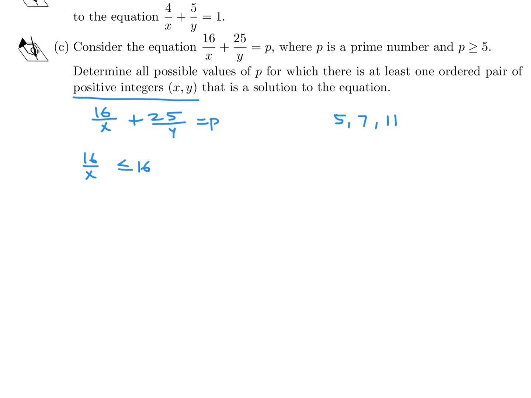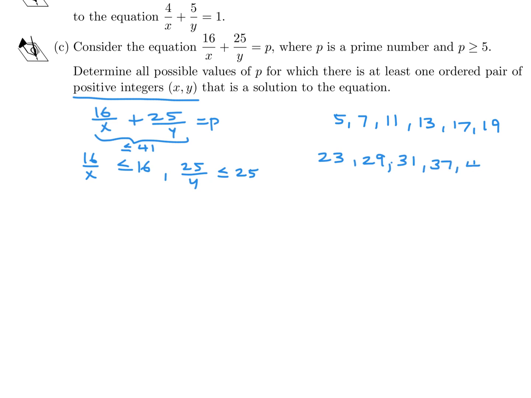Correct? And then similarly, the 25 over y, since y is positive, it's going to be less than or equal to 25. So this whole thing, if you add it up, is going to be less than or equal to the addition, which is 41. So p's got to be less than or equal to 41. So we're going to just use the primes going up to 41, which is obviously a finite list, and that makes our life easier. So I think there's only 11 of them, right? Yeah, okay. So p is one of these guys, but we're not sure. We have to figure this out. But this is our candidate list.